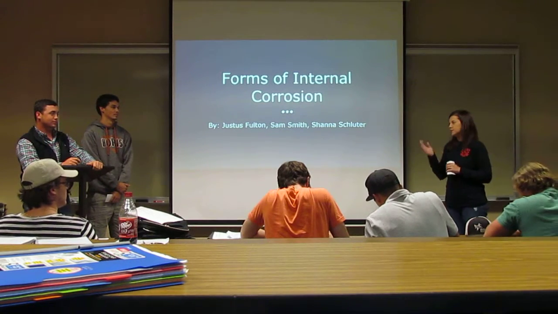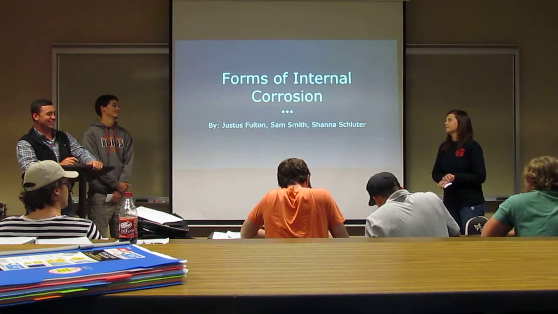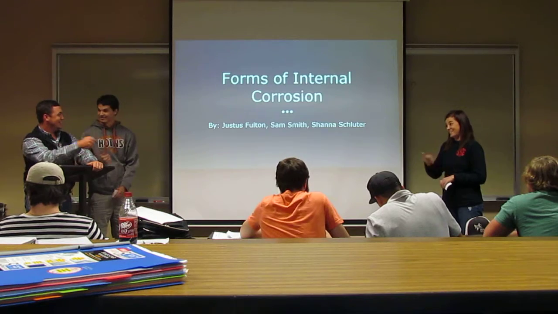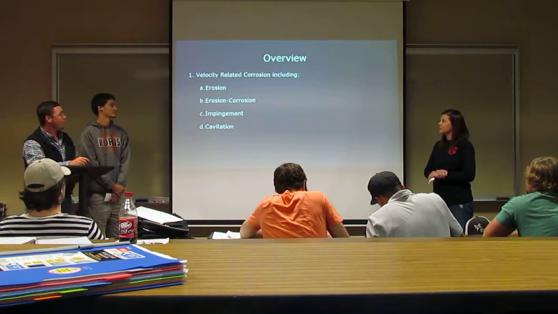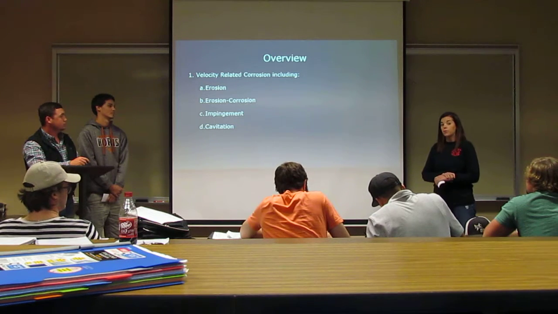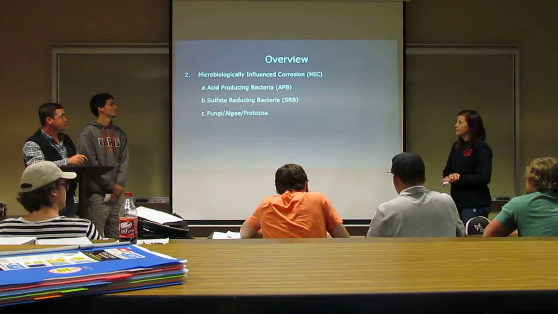I'm Shanna, this is Justice and Sam, and we're going to talk about different forms of internal corrosion. We are going to talk about velocity-related corrosion, which includes erosion, corrosion, impingement, and cavitation.